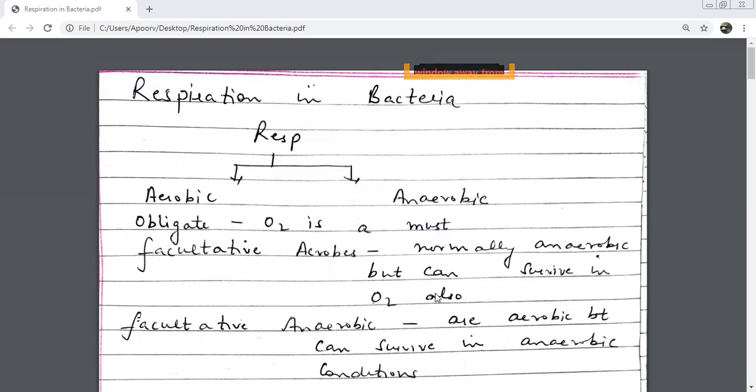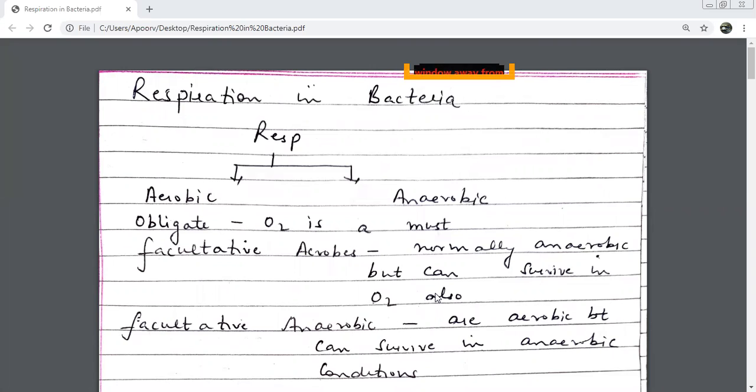The other kind of bacteria are known as facultative aerobes. Normally they will live in anaerobic conditions, but it is not that if oxygen is present, they will die. They can also survive in oxygen. So these are facultative aerobes. How many kinds of aerobic bacteria do we have? Two. Obligate and facultative.